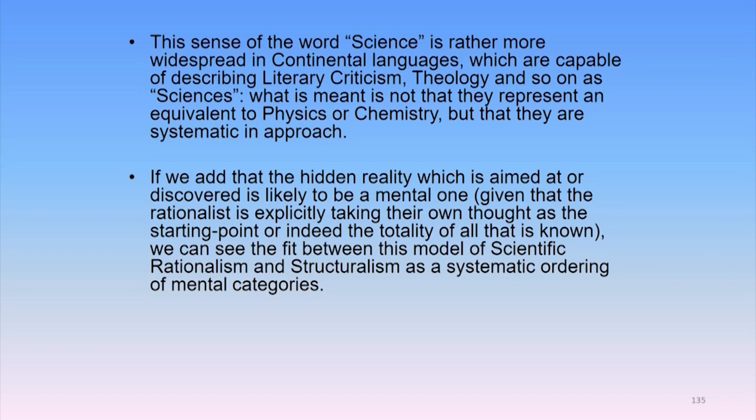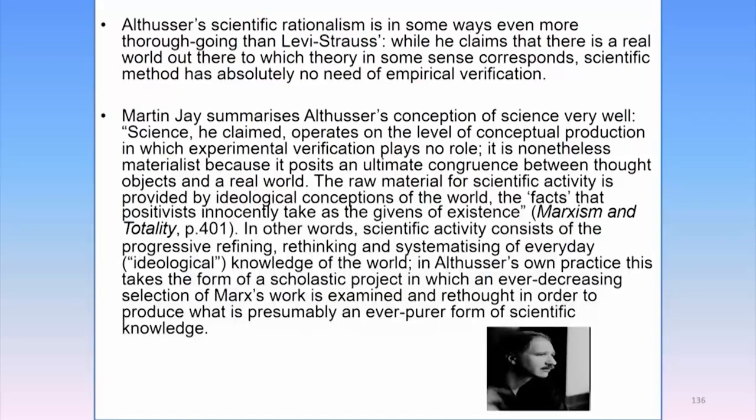If we add that the reality which is hidden, that is aimed at or discovered, is likely to be a mental one, given that the rationalist is explicitly taking their own thought as the starting point, or indeed the totality of all that is known, we can see the fit between this model of scientific rationalism and structuralism as a systematic ordering of mental categories. Okay. But actually, Althusser's scientific rationalism is in some way even more thoroughgoing than Levi-Strauss. While Althusser claims that there is a real world out there to which theory in some sense corresponds, scientific method has absolutely no need of empirical verification.